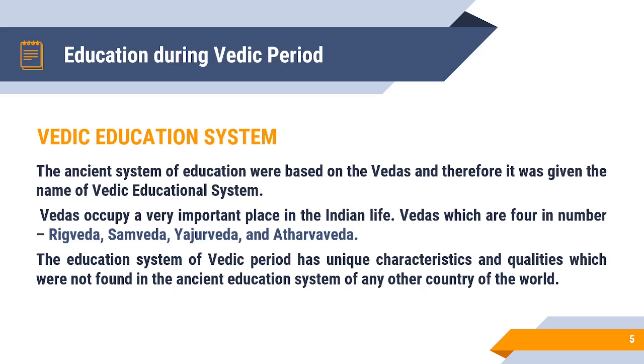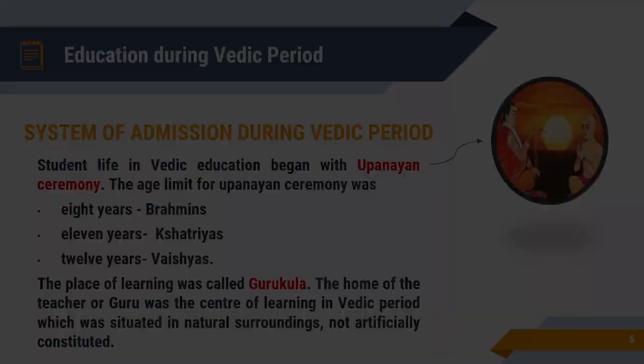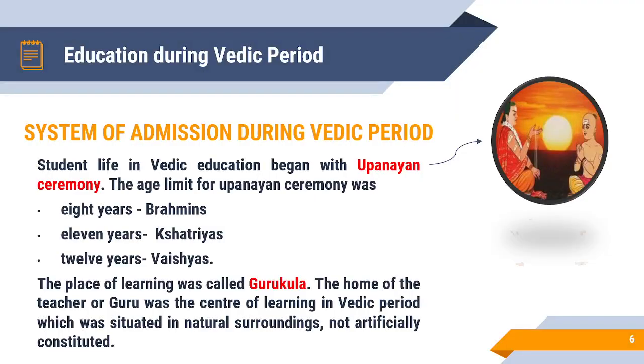The main source of knowledge at the time of Vedic education was these four Vedas. The first one is Rig Veda, then Sama Veda, Yajur Veda, and Atharva Veda, which occupy a very important place. These four Vedas occupy a very important place in Indian life. The education system of the Vedic period had unique characteristics and qualities which were not found in the ancient education system of any other country of the world.